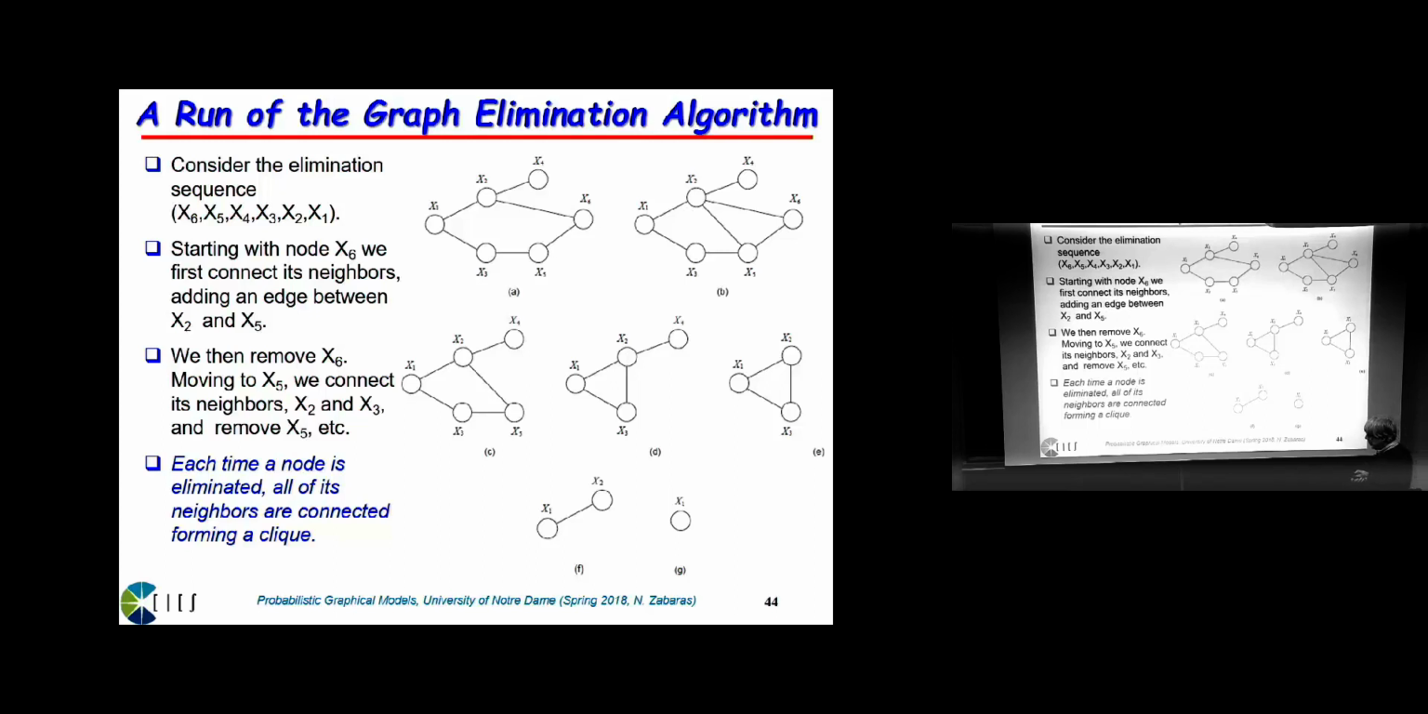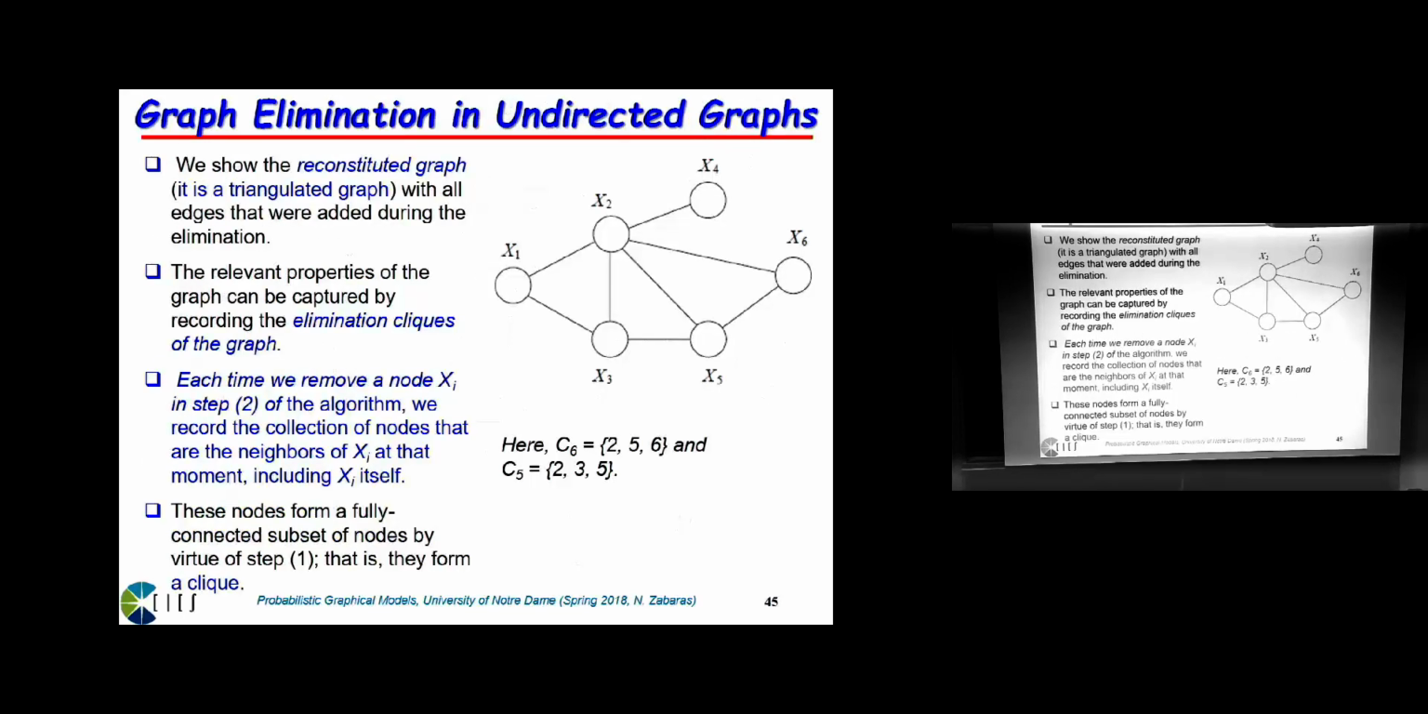You can connect this back with the elimination algorithm we discussed before, but we will see this now in a graph theoretic fashion. So for example, the cliques that we generated in the previous example are this clique 2, 5, and 6, and I call it C6 because it corresponds to node 6. This is the node that I'm going to eliminate from this clique. And there is another clique that I generated, which is 2, 3, and 5, and I call it C5, because I'm going to eliminate node 5. So, a key part of this graph elimination algorithm is that each time you remove a node, you record the collection of nodes that are the neighbors of Xi at that moment, including Xi itself. These are the maximal cliques that are formed during the elimination algorithm.